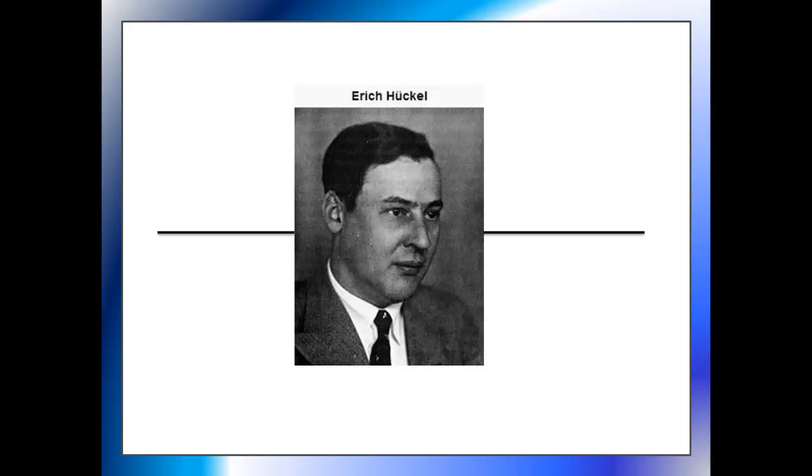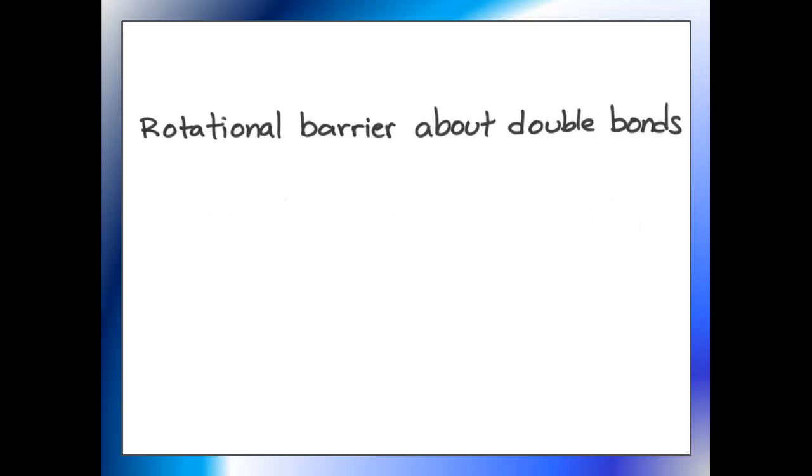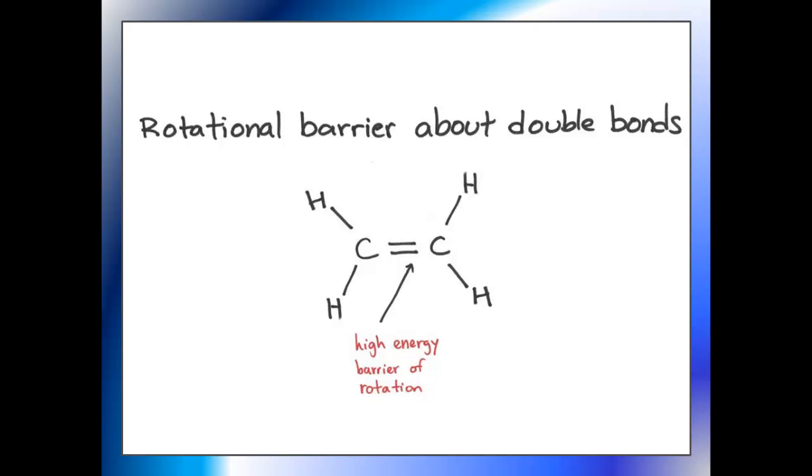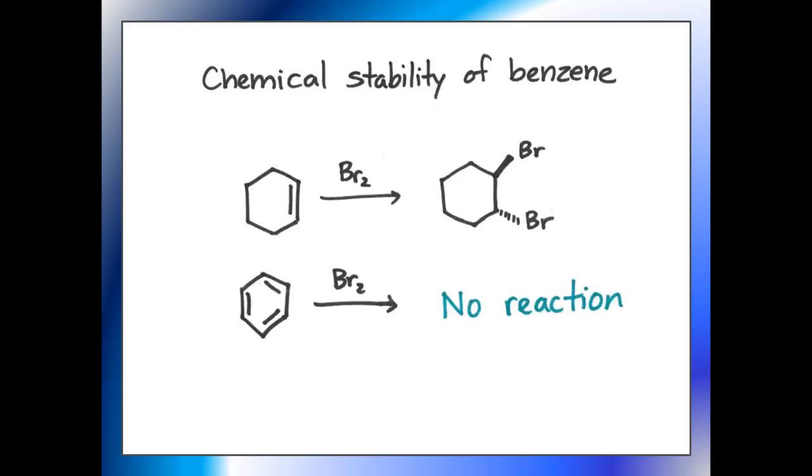In the early 1930s, Huckel formulated a model that reproduced, theoretically, many of the observed properties of unsaturated molecules, including the uniform carbon-to-carbon bond length of benzene, the high energy barrier to internal rotation about double bonds, and the unusual chemical stability of benzene, which does not react like a normal alkene because it is resonance stabilized.